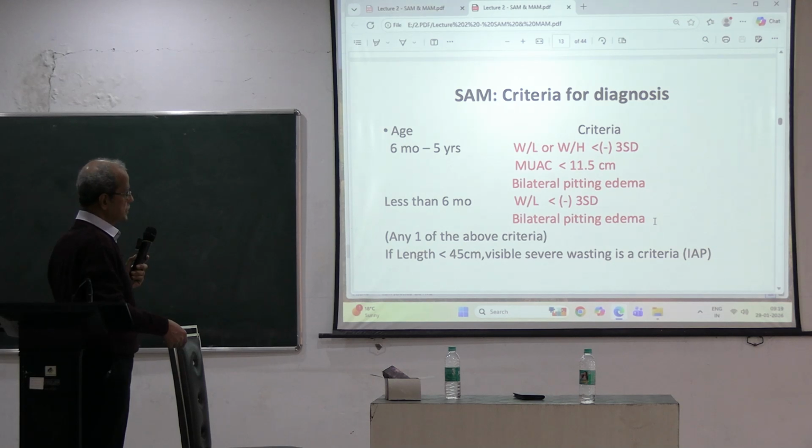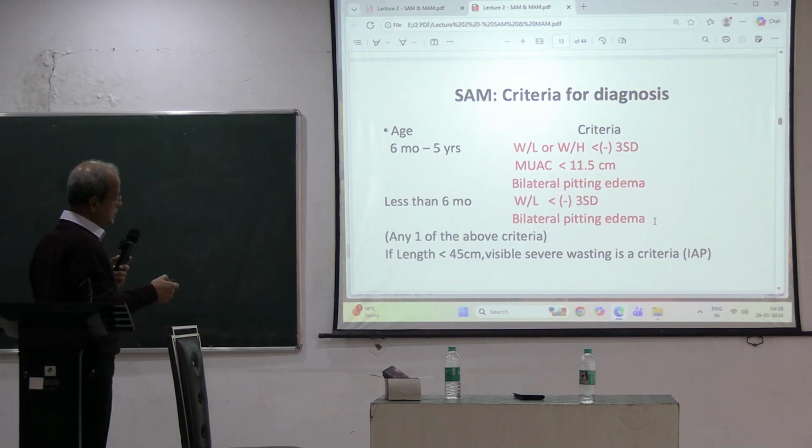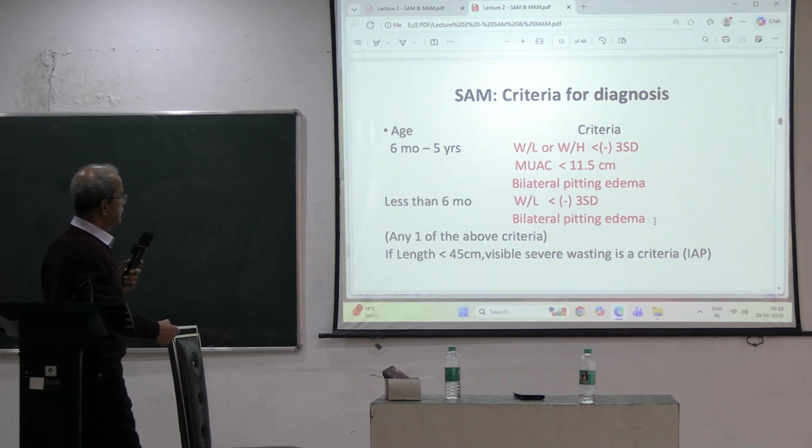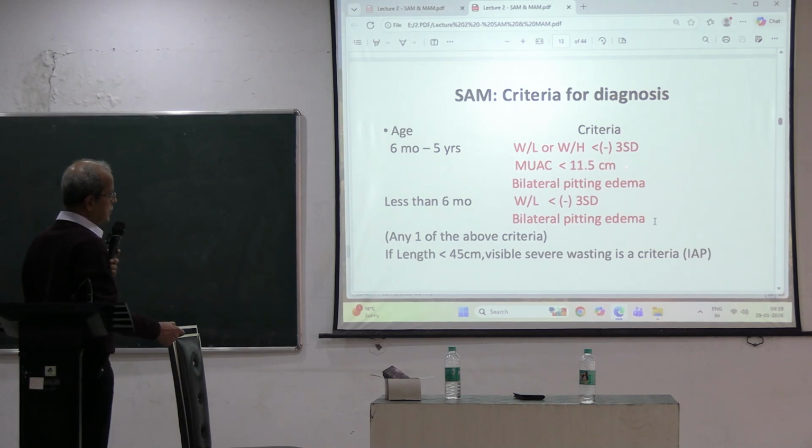Now, severe acute malnutrition. Why are we so serious about severe acute malnutrition? Because severe acute malnutrition children are more prone to infections and the death rate is much higher. So, what are the criteria for diagnosis? If the child is 6 months to 5 years, any of three criteria: weight for length or weight for height less than 3rd standard deviation, or mid upper arm circumference less than 11.5 centimeter, or presence of bilateral pitting edema. If any criterion is present, that gives you severe acute malnutrition.